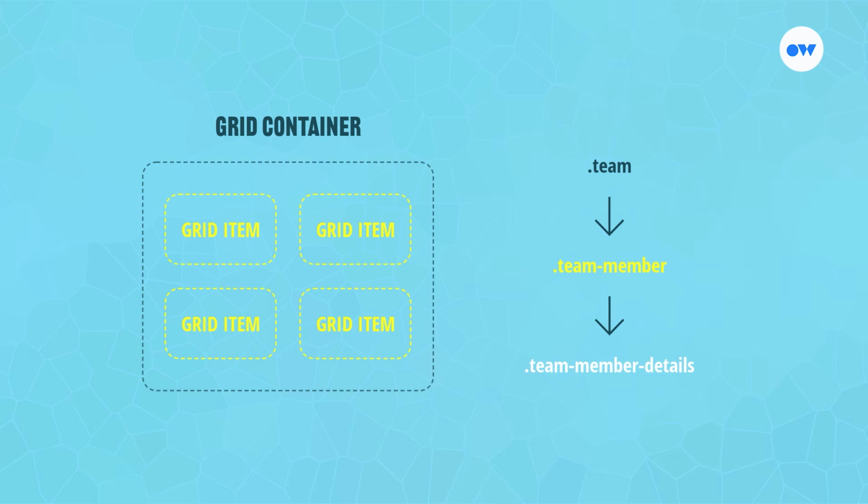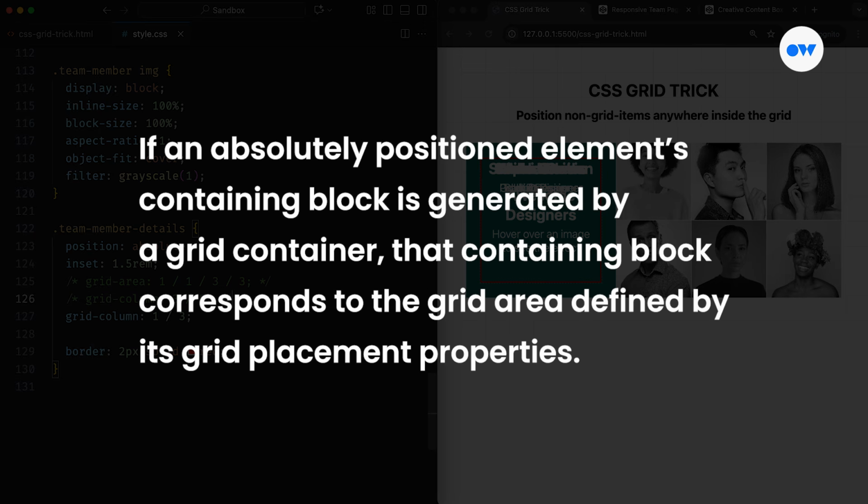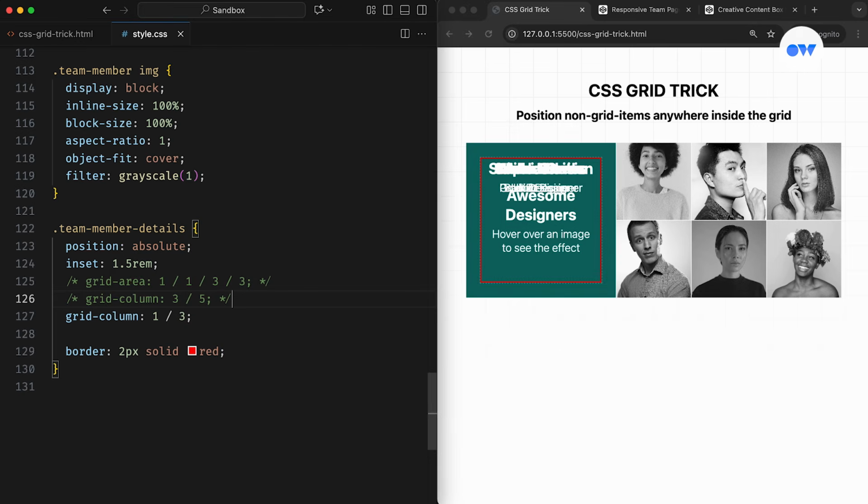However, when we apply position absolute to an element, it's taken out of the normal document flow. Instead of positioning itself relative to its immediate parent, it positions itself relative to the nearest positioned ancestor, in this case, the grid container. According to the CSS grid layout spec, if an absolutely positioned element's containing block is generated by a grid container, that containing block corresponds to the grid area defined by its grid placement properties. In simple words, if we have an absolutely positioned element inside a grid container, and that grid container provides the positioning context, then we can use grid placement properties like grid area, grid column, and grid row to align it wherever we want on the grid.